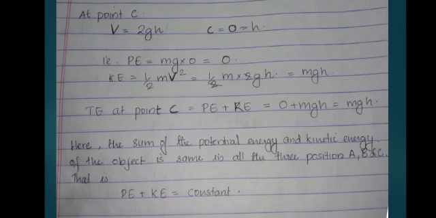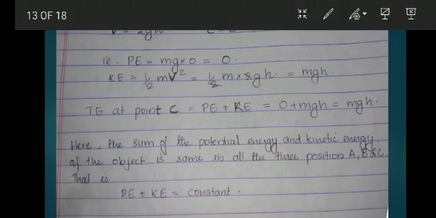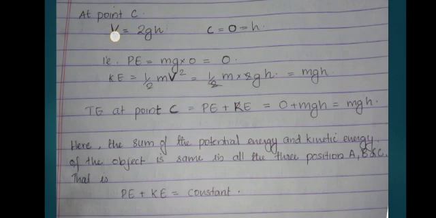Now we are going to find the total energy at point C. For that we have here also v squared is equal to 2gh. Then we have height. It has reached the ground, so height is 0. So potential energy will be how much? 0. Since height is 0, the potential energy will also be 0.